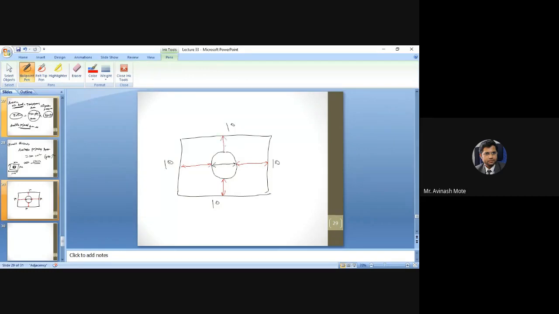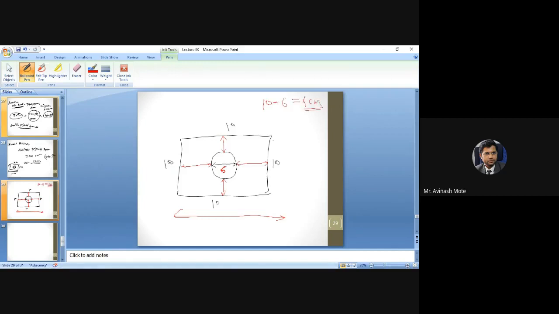Can you easily calculate that? Simple. This entire dimension is 10. Subtract the diameter. Suppose I write the diameter as 6 centimeter. So the total dimension is 10 centimeter minus 6 centimeter. You will get 4 centimeter.